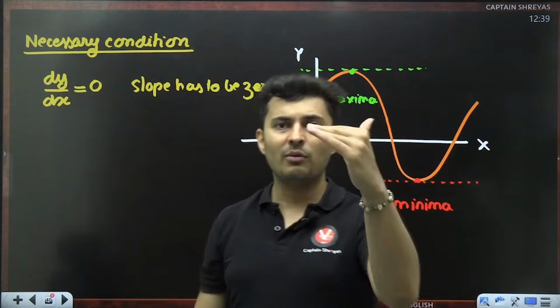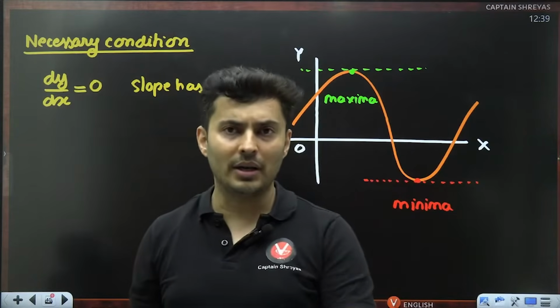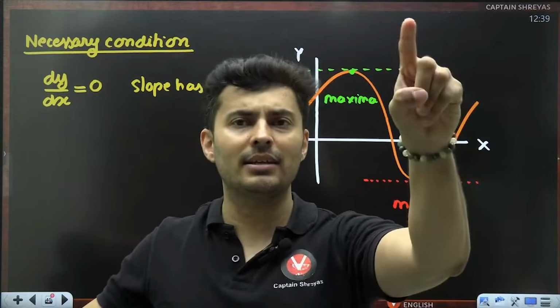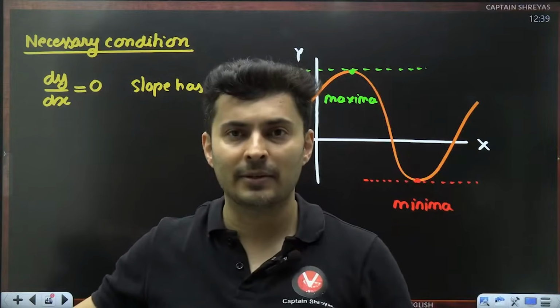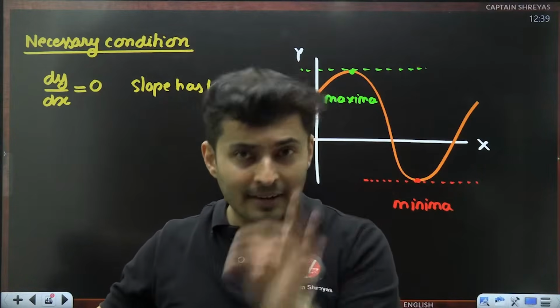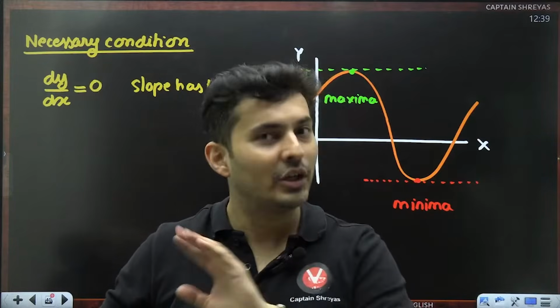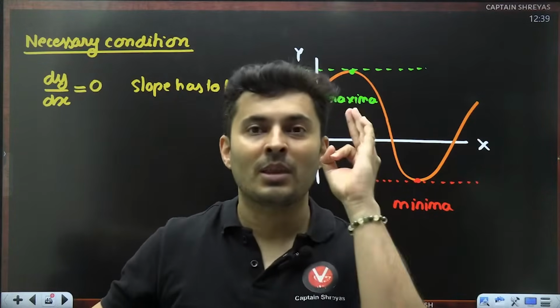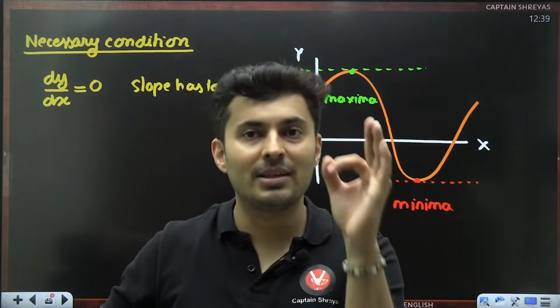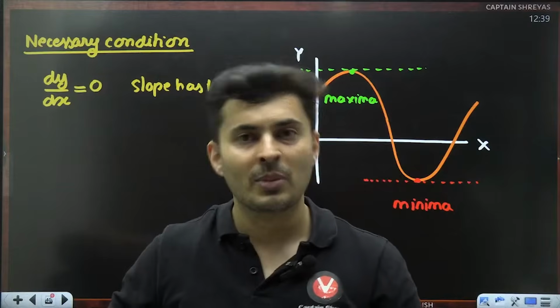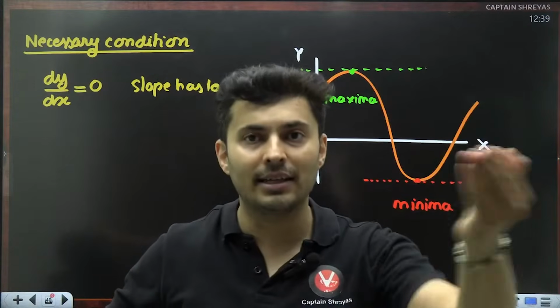It's just like if you want to get into government college, what is the first necessary thing? You have to clear the NEET cutoff. Undeniable fact. Just because you have cleared the cutoff, does it mean that you will get a government medical college? No, right? Same way, if you want to see if it is a maxima minima, you will see whether the slope is zero. After that, we can see other conditions.